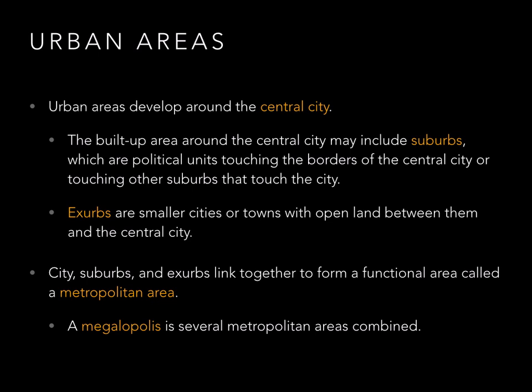Exurbs are smaller cities or towns with open land between them and the central city. So if you drive out from, say, Dallas, you'll go through the suburbs of Duncanville and Cedar Hill. And then if you travel further south, you get to Ennis. And Ennis is kind of connected to the Dallas region, but there's some open land between Ennis and Dallas, so that's an exurb. City, suburbs, and exurbs link together to form a functional area called the metropolitan area.